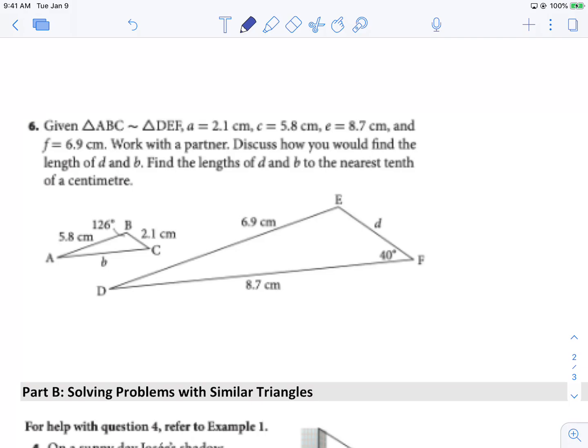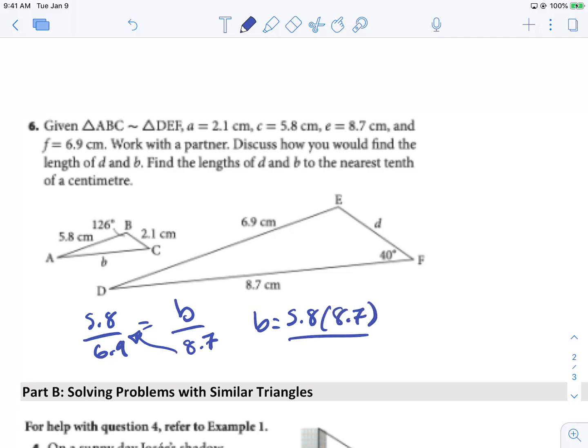Okay, so how are we going to find the length of B and D? Well, we can do the same thing we've been doing this whole time here, right? We know things are similar already, so let's set up our ratios. 5.8 over 6.9, that's going to be our master ratio there, will be equal to B over 8.7. So we can use our cross multiplication, and we get B equals 5.8 times 8.7, all divided by 6.9.